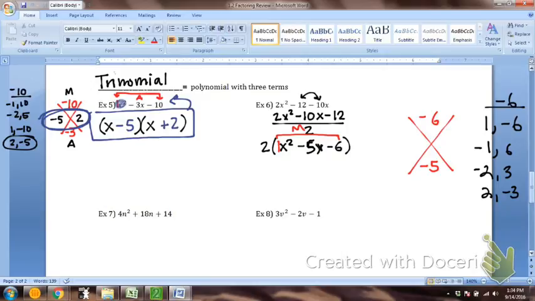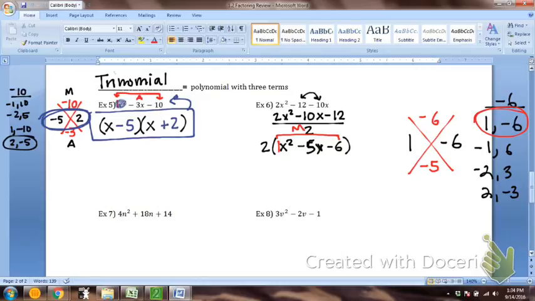Emily Harris, what 2 factors should we use? To multiply to get a negative 6 and add to get a negative 5. You can use a negative 1 and 6. If you add negative 1 and 6, you're going to get a positive 5, and we want a negative 5. So which one should I use? 1 and negative 6. That's right. I would agree with that. So 1 and negative 6 are going to go here.